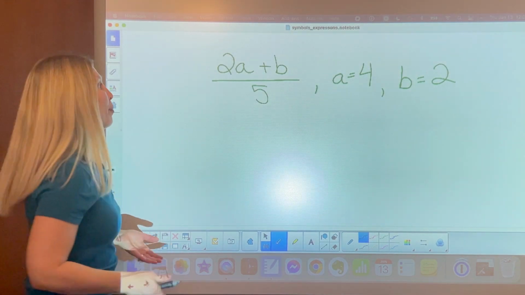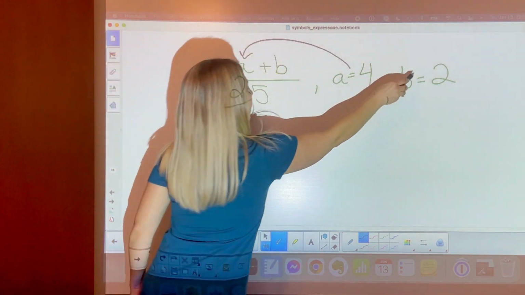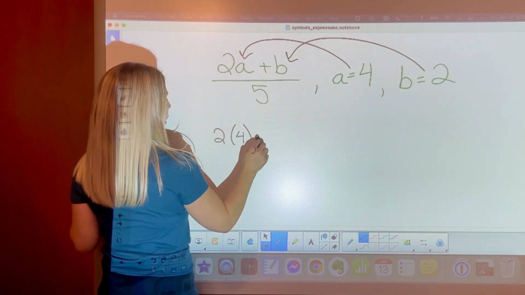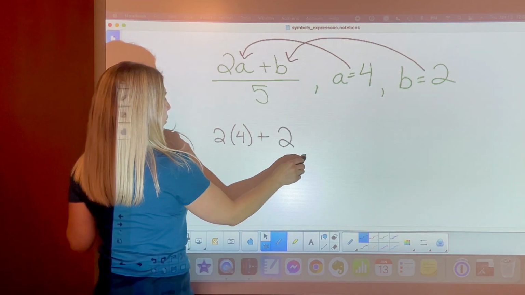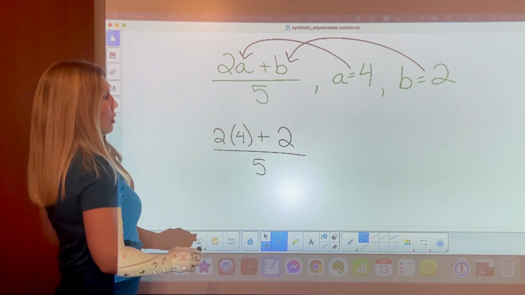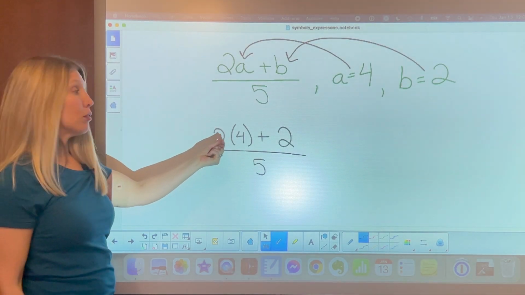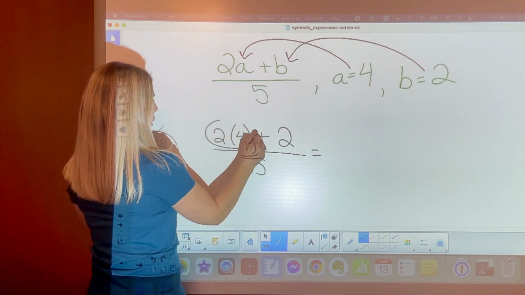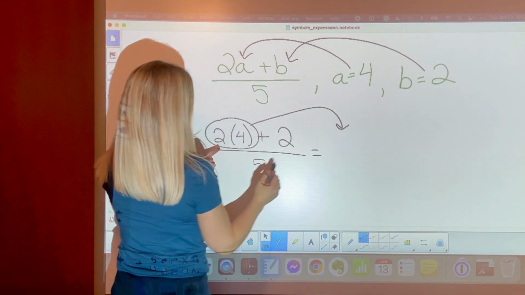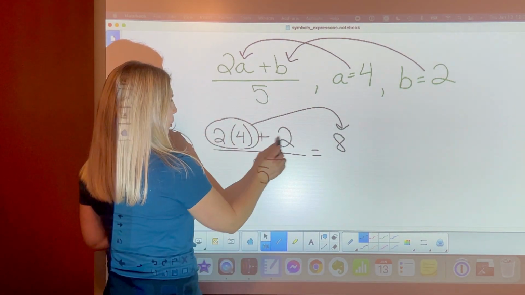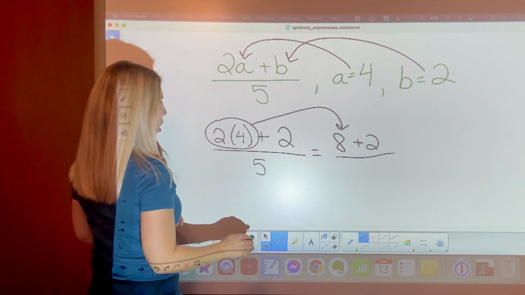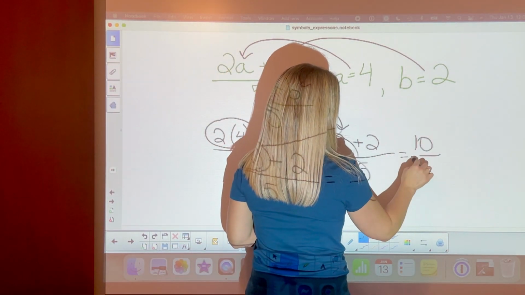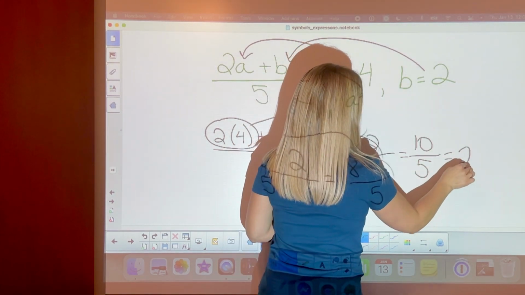Here's another division bar problem. A is going to be 4, B is going to be 2. So we have 2 times 4 plus 2 over 5. Again, in the numerator, we must do our multiplication first. This part we're going to do first. So 2 times 4 is 8, and we have our plus 2 in the numerator, all over 5. Now we must simplify our numerator first. 8 plus 2 is 10, so 10 divided by 5, which gives us 2.